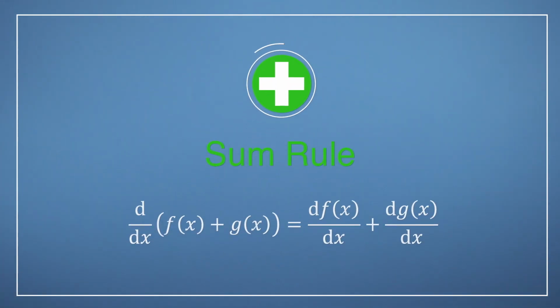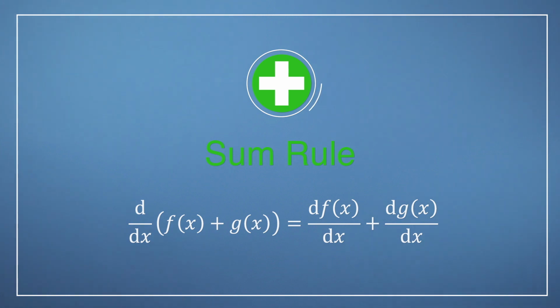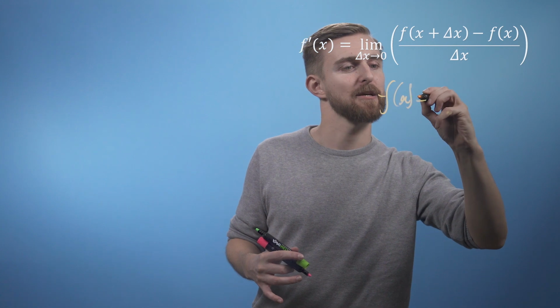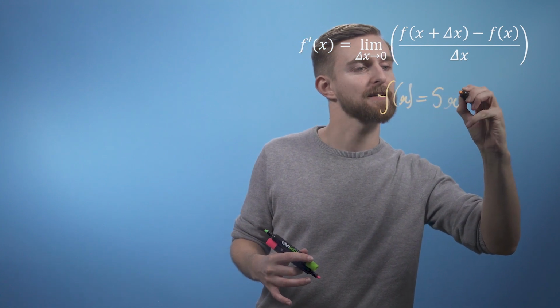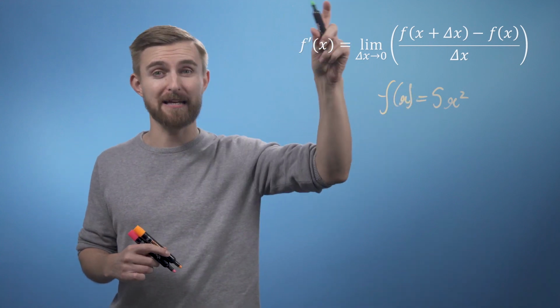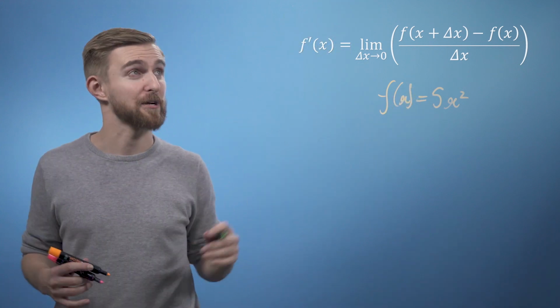This interchangeability of the approach is called the sum rule, and it's pretty handy. Let's now try a slightly more complicated example. So, if we take the function f of x equals 5x squared, all we're going to do is take this thing and put it into our differentiation expression at the top.